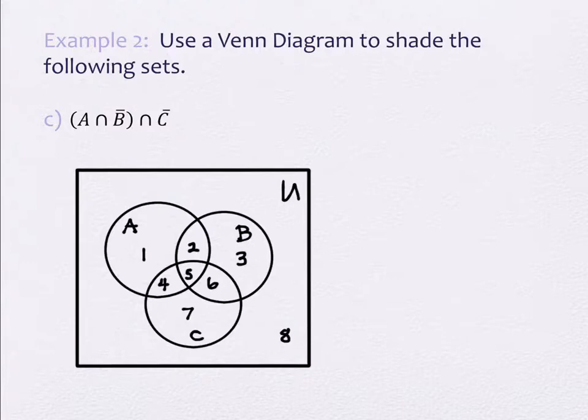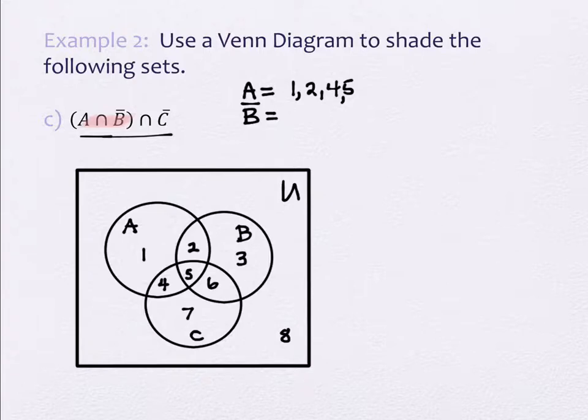Okay, so as we're looking at the statement that we're trying to shade in the portion of the diagram for, just like with algebra, we want to start with what's on the inside first. So what's on the inside here is A intersect B complement. The first thing I'm going to do is write down what numbers are inside circle A and what numbers are inside the portion of the diagram that relates to B complement. So circle A first. What numbers are inside circle A? 1, 2, 4, and 5.